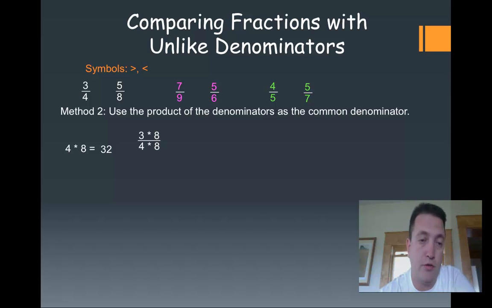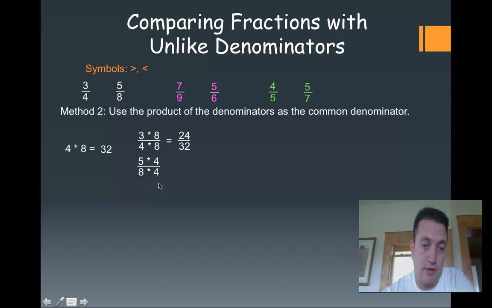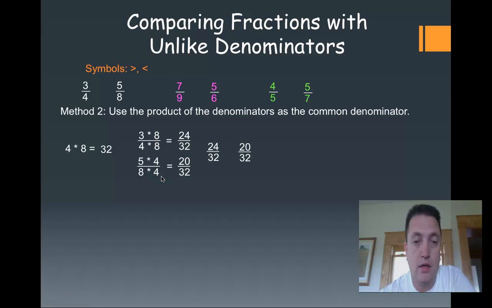So I look at 3/4, and I've got to multiply the numerator and denominator by the denominator of the other fraction, 8. So that's going to give me a total of 24/32. All right. I'm going to look at making 5/8 into 32ths, and to make 8 into 32, I just multiply by 4. That gives me 20/32. Okay, so when I compare 24/32 to 20/32, I can see that 24 is more.